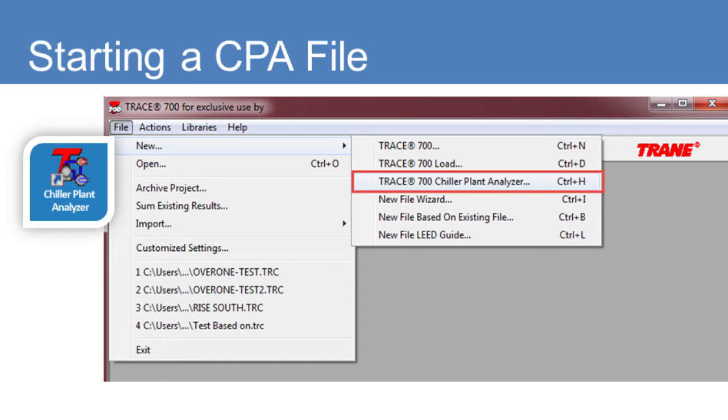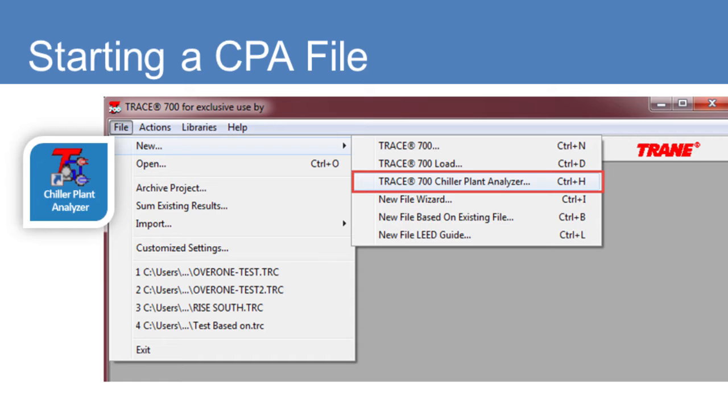Keep in mind that if you have Trane 700, you have the chiller plant analyzer software installed already. To start the program, you can either start a new chiller plant analyzer file directly from Trane, or you can use the shortcut icon on your desktop or start menu.